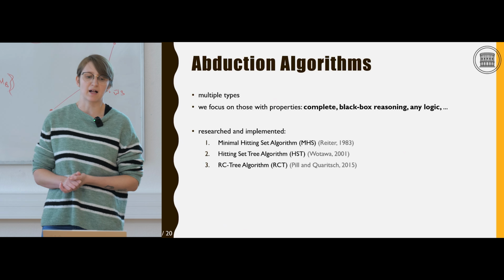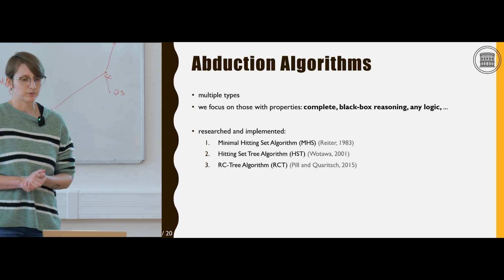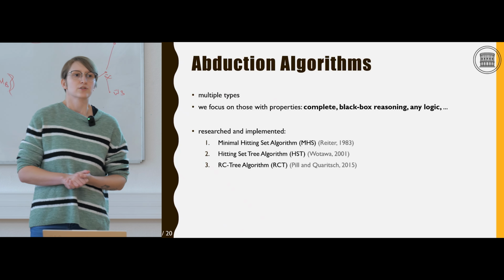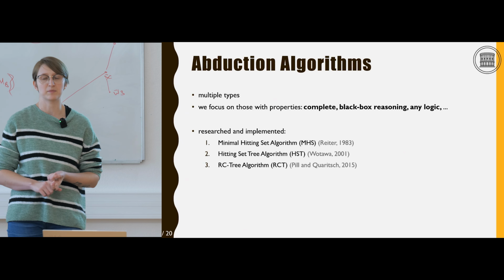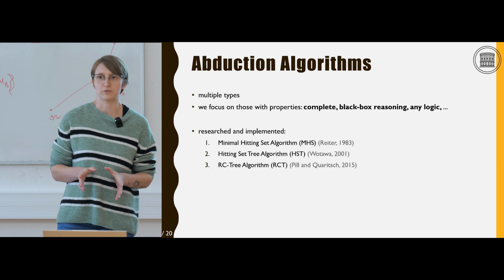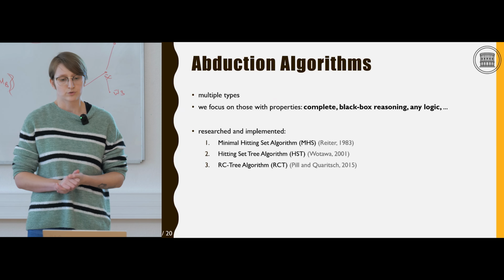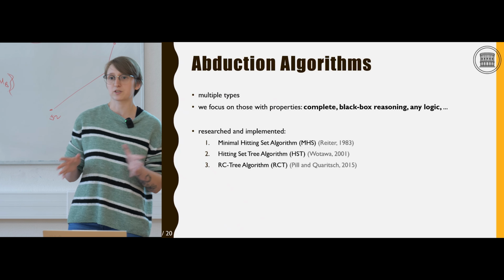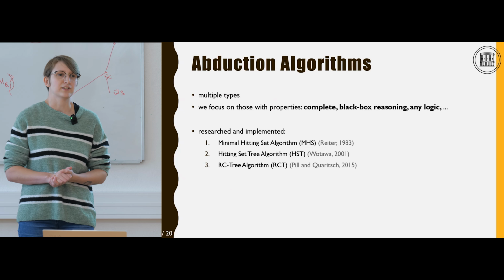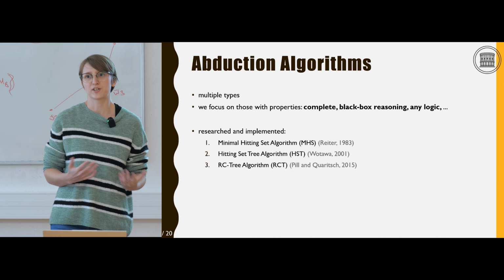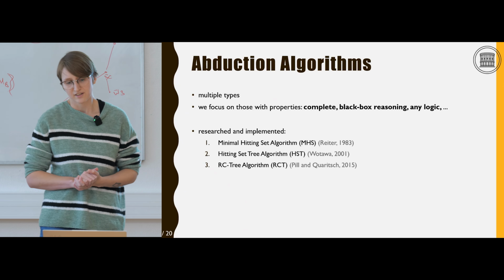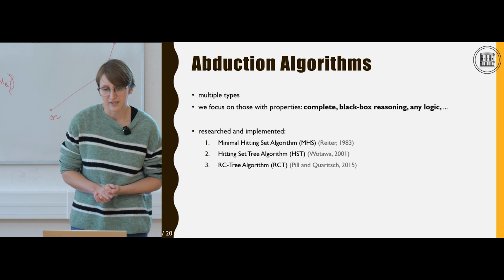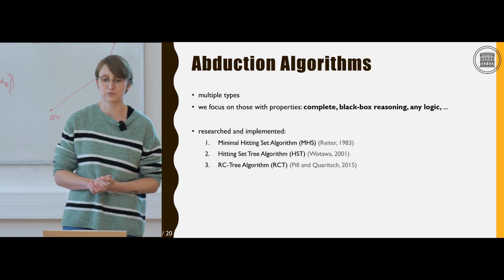Well, there are multiple algorithms that can be used to compute explanations. We are focused on those with certain properties. So an algorithm should be complete. That basically means that it should guarantee to find all explanations. It should employ black box reasoning. So that means that to compute this explanation, it should only use some simple or basic reasoning tasks, so we can use some DL reasoner for it. And it also should be able to work for any logic.